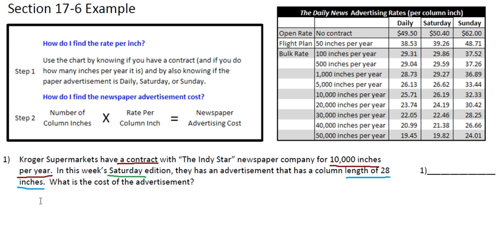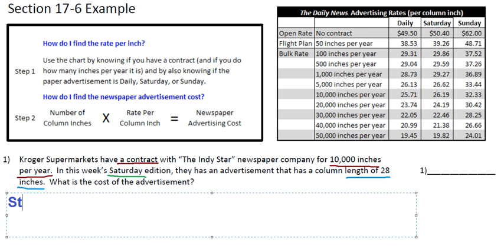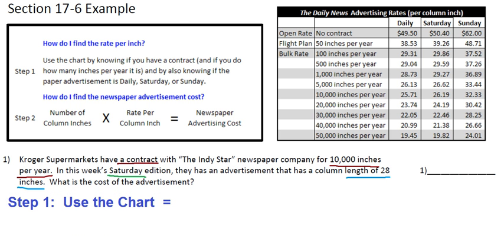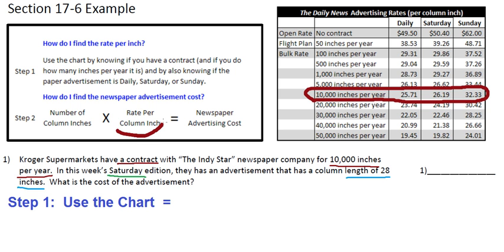Well, the very first step that we have to do, folks, step 1, use the chart. That's right, folks. We have to use the chart. And in using the chart, we are first going to focus in on the number of inches. The number of inches that we're using, and look, I'm kind of highlighting it in maroon, is 10,000. That means somewhere in here is the dollar amount we're looking for, the rate per column inch, because that's what we're looking for. So we got 10,000 inches per year, and then we are looking for the Saturday edition.